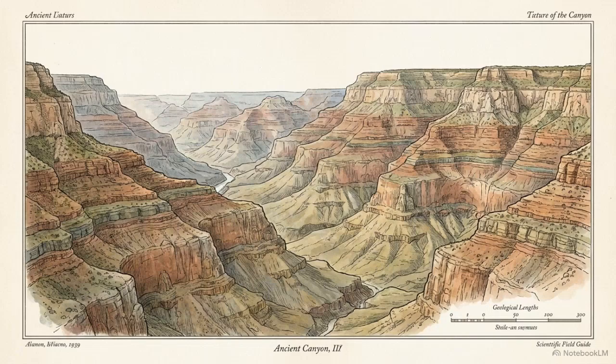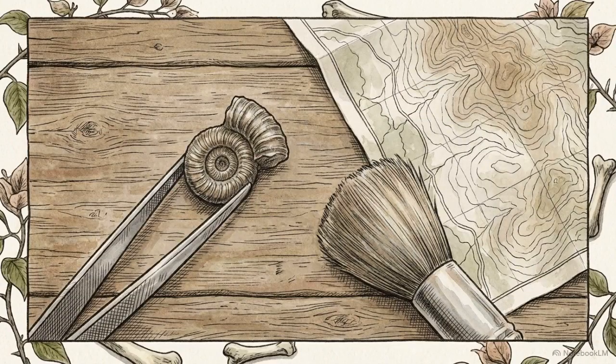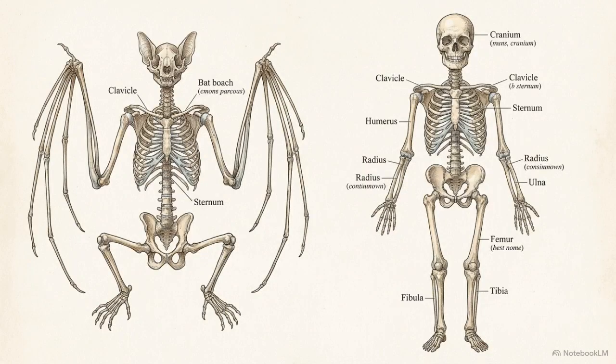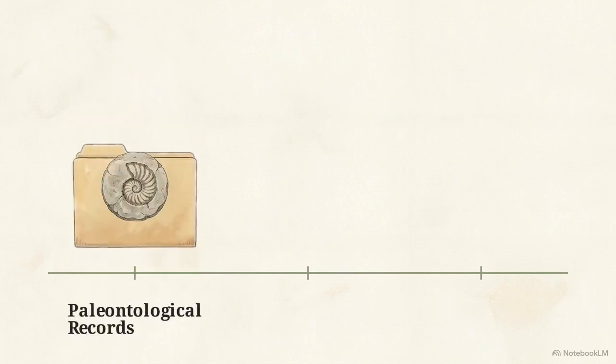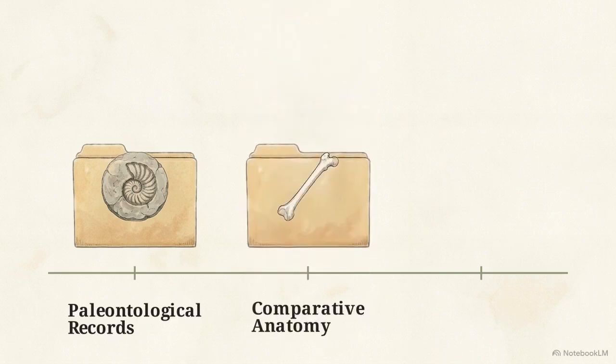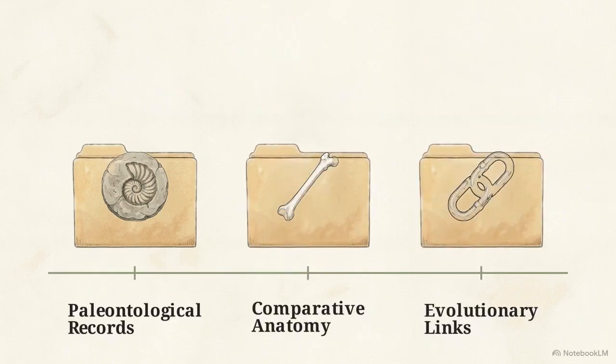Because biological evolution occurs over millions of years, we cannot witness it in real time. Instead, we reconstruct the history of life using the physical traces preserved in the earth and the specific structures inherited by living organisms. We are opening 3 specific evidence files: paleontological records, comparative anatomy, and evolutionary links.